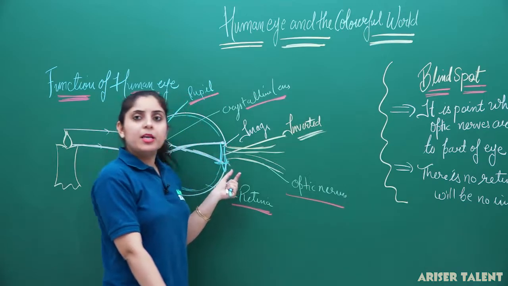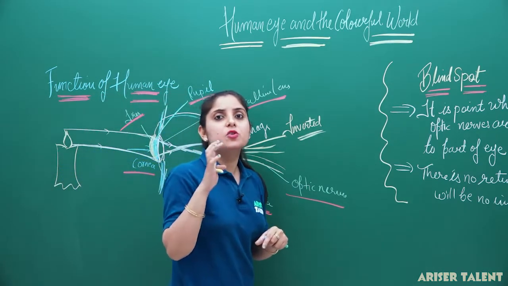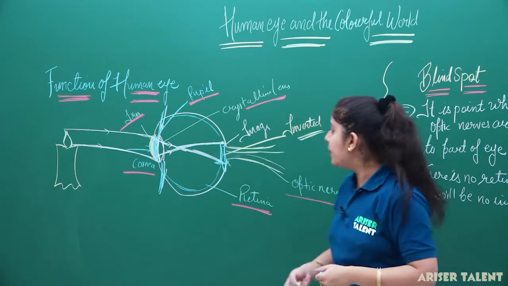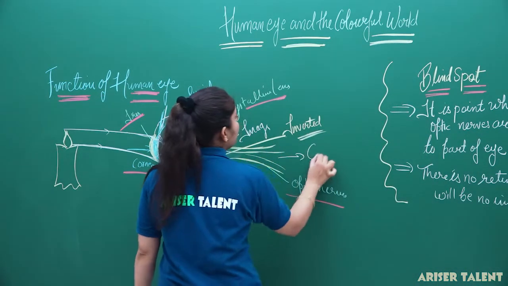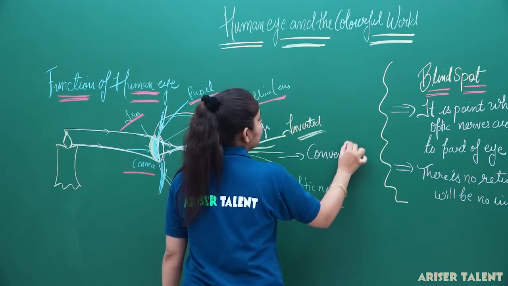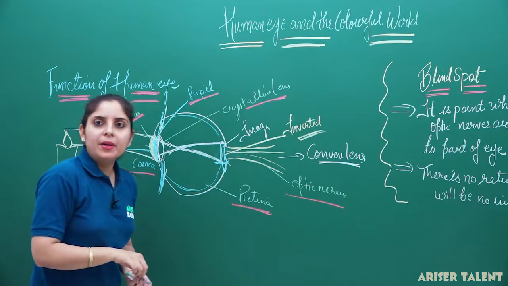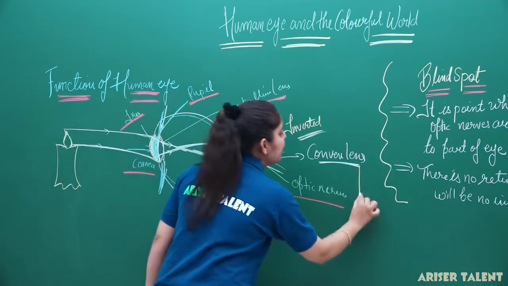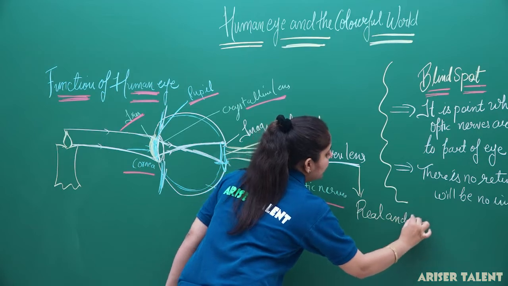And here the image formed is inverted because the eye lens is a convex lens, which is going to form only a real and inverted image. So this inverted image is made only because the lens in our eye is a convex lens. And what is the property of the convex lens? The convex lens is going to form a real and inverted image.